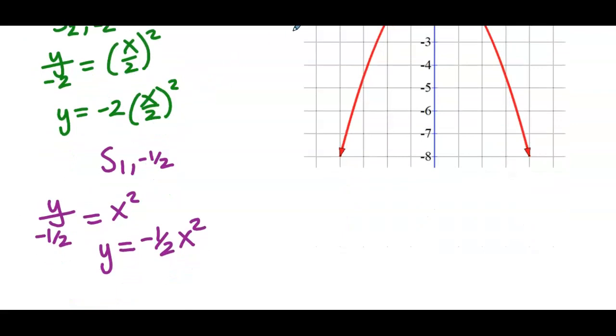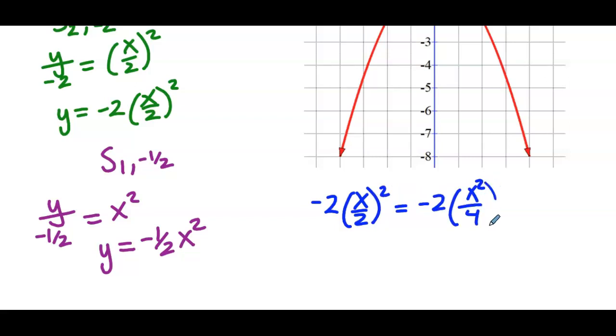Mathematically, here, just check. I'll show you how to check. If I took negative 2 times (x over 2) squared, I can make that negative 2 times x squared over 4, which would become negative 1/2 x squared, which is exactly what we got here. So mathematically, it checks out.